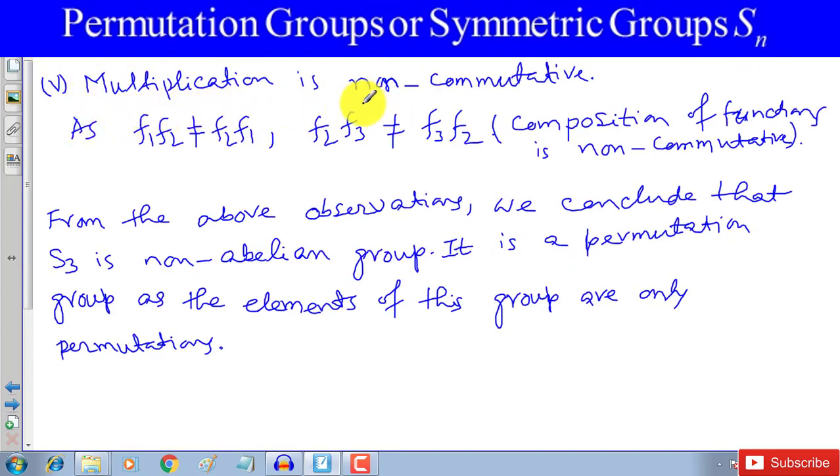Multiplication is non-commutative, that is, composition of functions is non-commutative. As from the table, f1 ∘ f2 is not equal to f2 ∘ f1 and f2 ∘ f3 is not equal to f3 ∘ f2. From the above observations, we conclude that S3 is a non-abelian group. It is a permutation group as the elements of this group are only permutations.